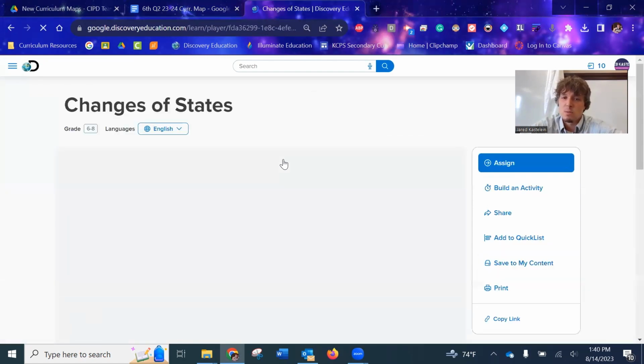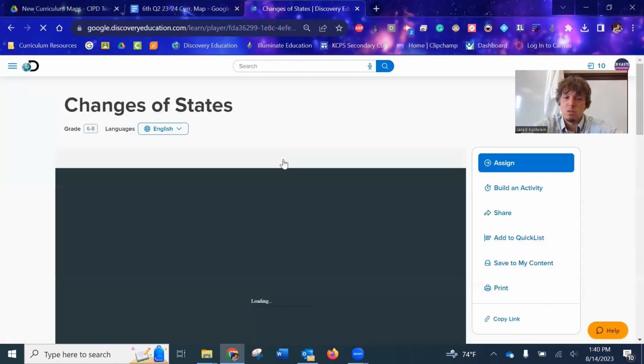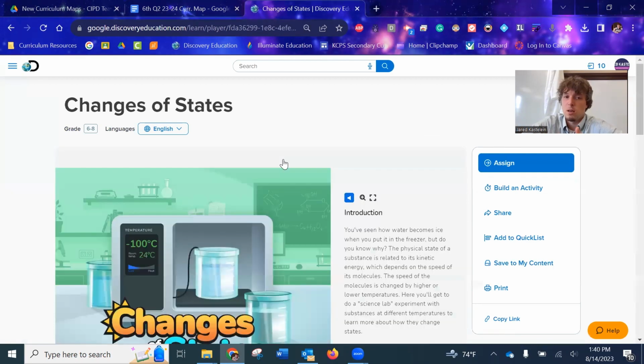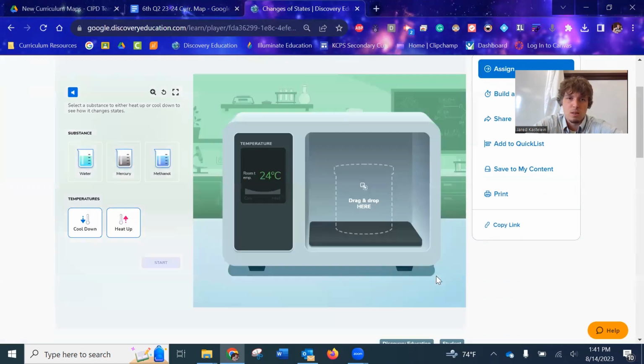The main focus of what this gives students is a visualization of what's happening with the molecules. And also they can compare with other substances, not just water. They also get to look at mercury and methanol. And what's cool about that is, let's go ahead and get that started, while we know water freezes at 0 degrees, and this is in Celsius, I don't think you can change that. But water freezes at 0 degrees Celsius and boils at 100.